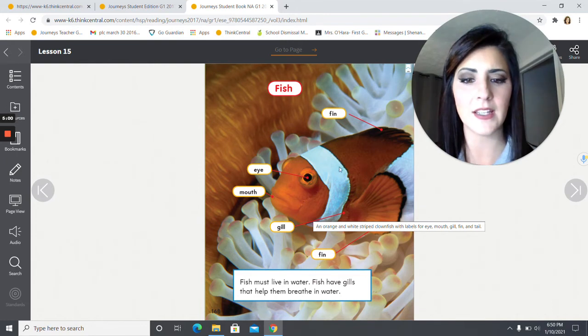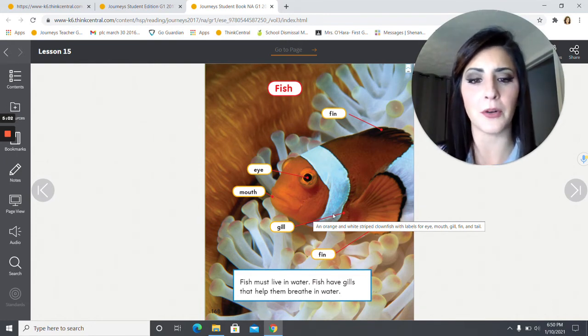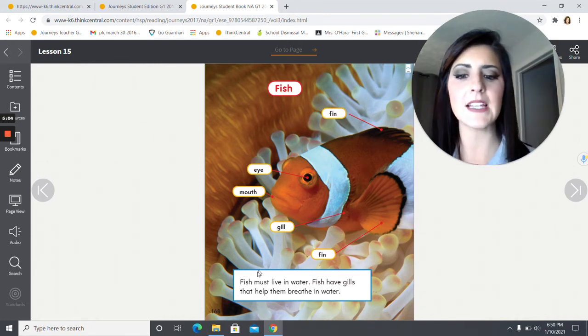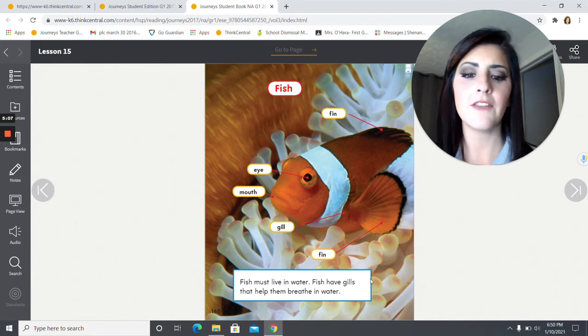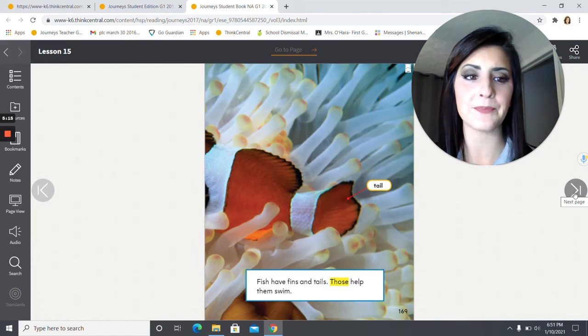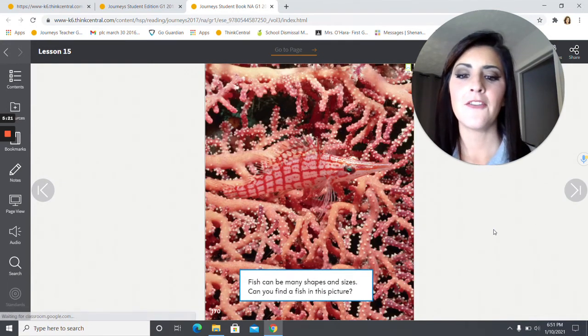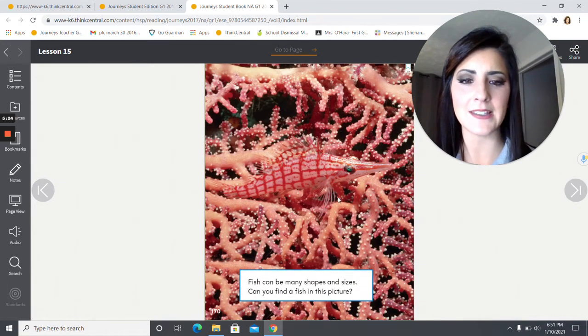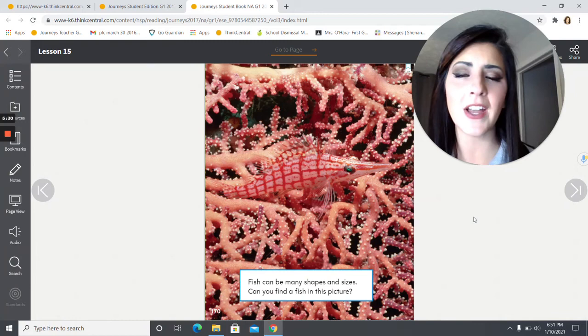Fish have fins. They have gills to help them breathe underwater. It says fish must live in water. Fish have gills that help them breathe in water. Fish have fins and tails. Those help them swim. And we do not have fins, we don't have gills, and we don't have tails. Fish can be many shapes and sizes. Can you see this fish, boys and girls, on that page? He's camouflaged. See how he blends right in. Can you find a fish in this picture?